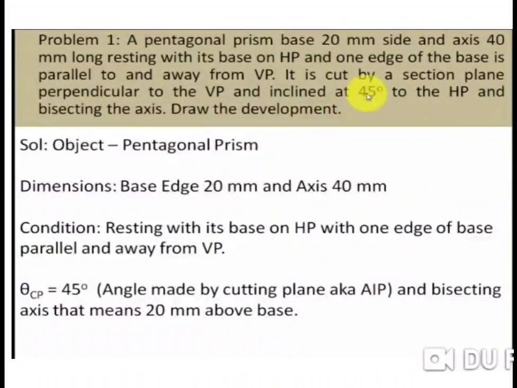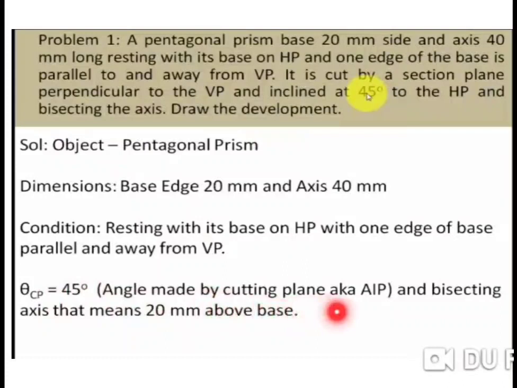Now after reading this problem, we will have some points clear, that is object is a pentagonal prism. We will get the dimension, the base side edge is 20 mm, axis length height 40 mm. The condition: it is resting on its base on HP. And second condition is one edge of base is parallel and away from the VP. Away from the VP means nearer to the observer.